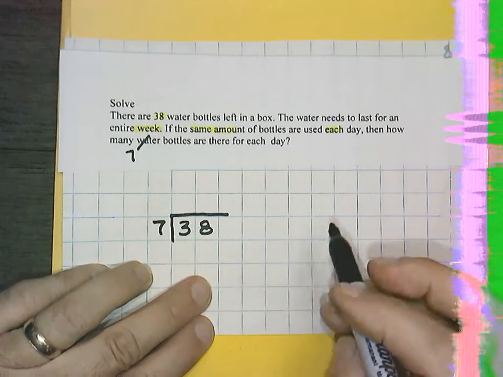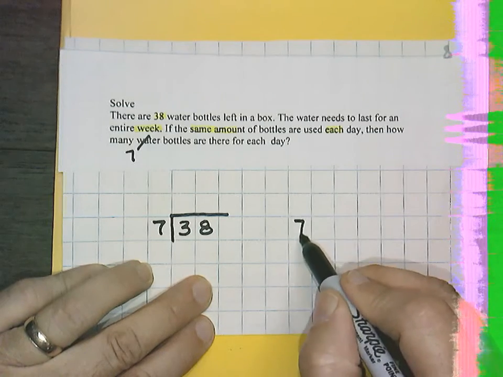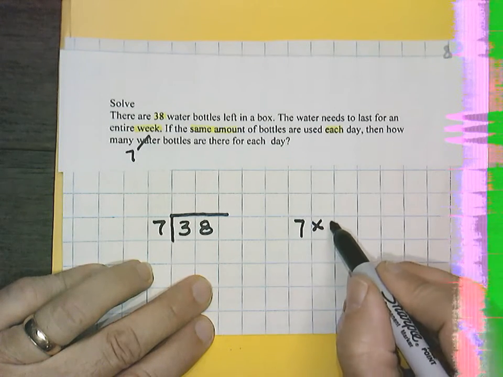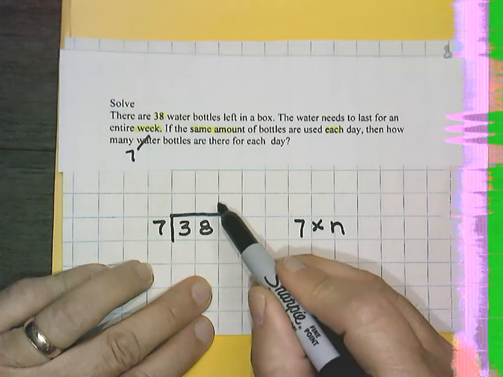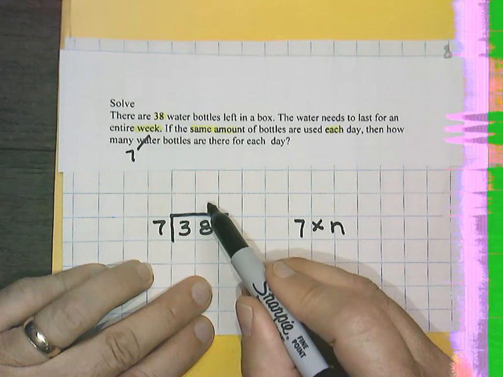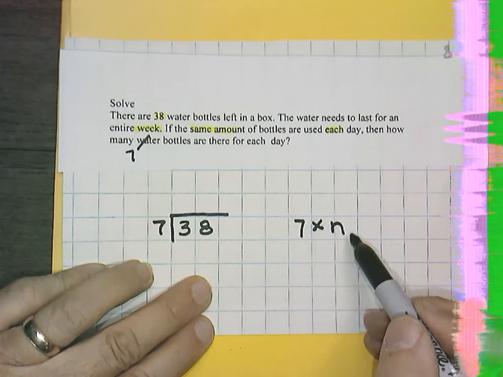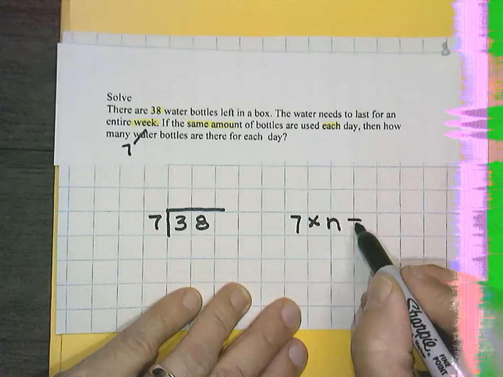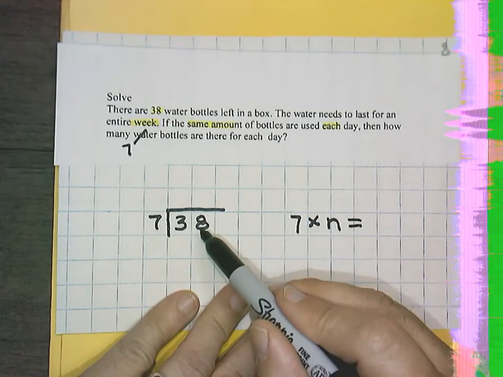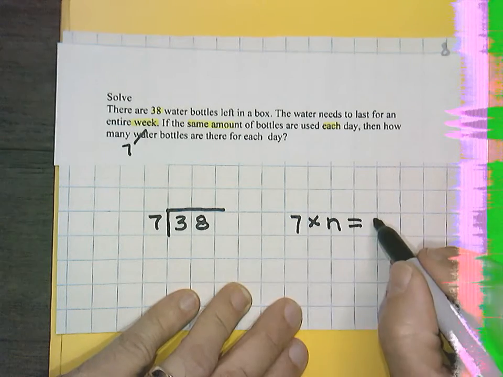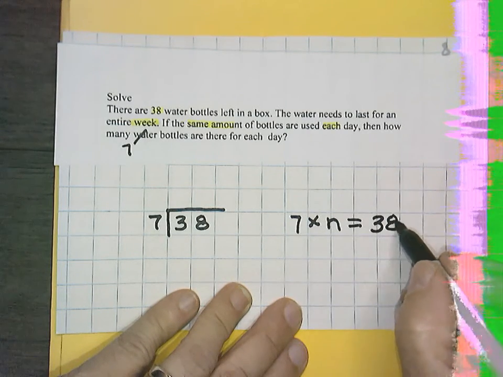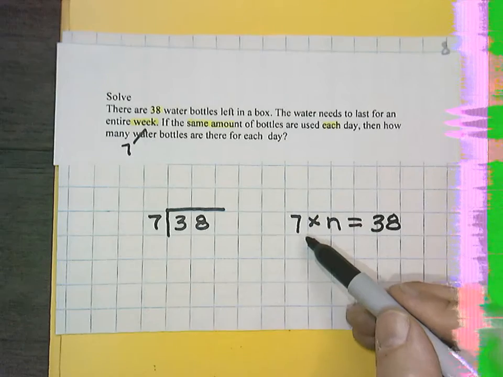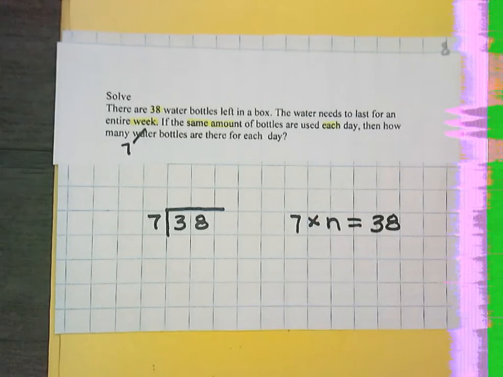I'm going to use my 7. Times my, remember, this number is what we're looking for. That's unknown right now. And that is in this spot. The n is called a variable. It's our unknown value. And we know that we want to equal 38. That's what we're shooting for. Well, I use my knowledge of multiplication. In this case, I'll use my chart.